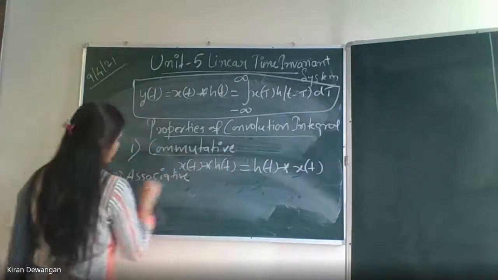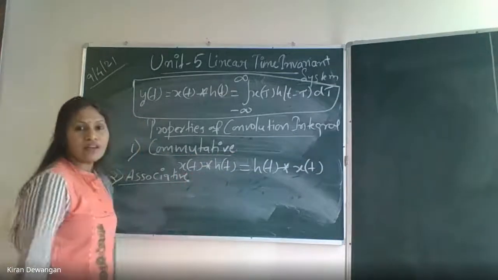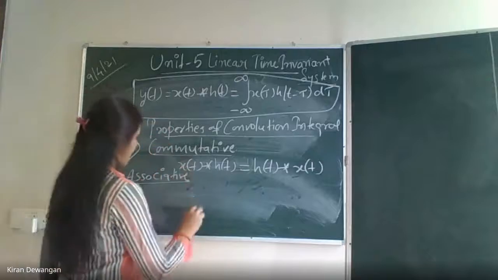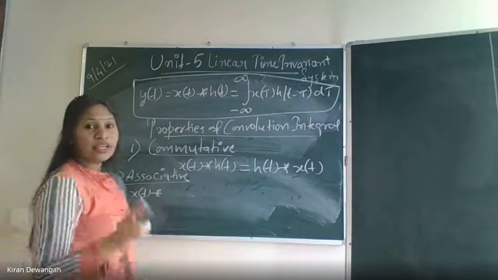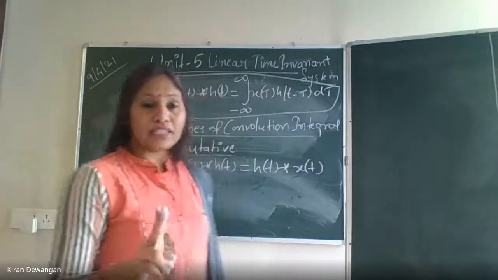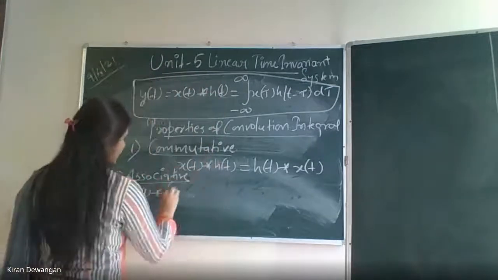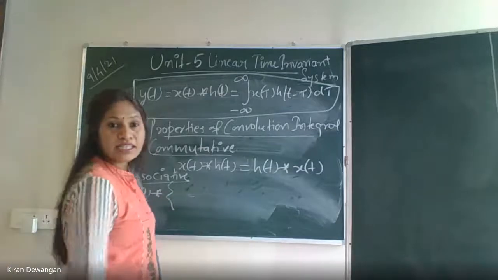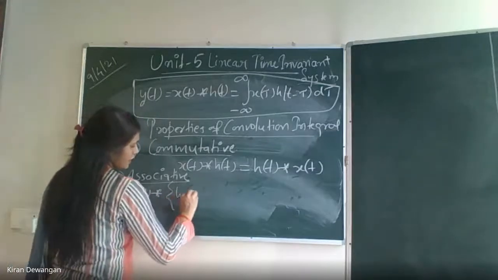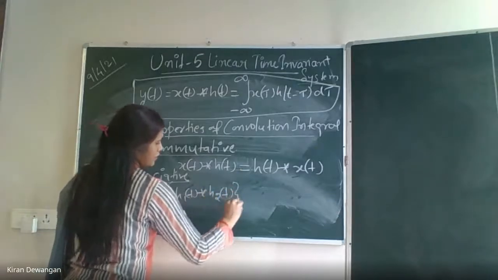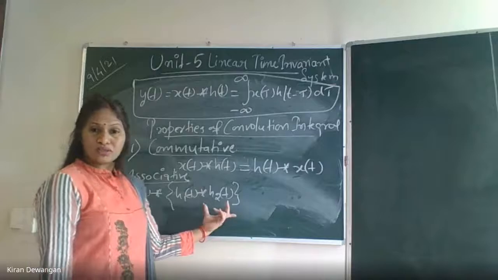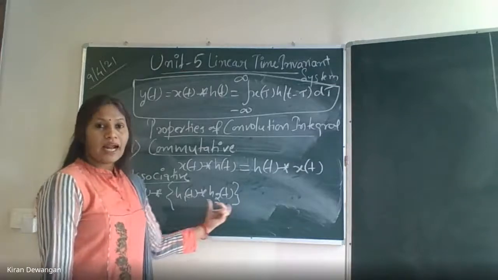This is commutative. The second one is associative. Now the associative property states that x(t) convolution... Now here we have two h terms, that is h1(t). First let us take h1(t) convolution h2(t). Now we have two impulse responses, h1(t) and h2(t).